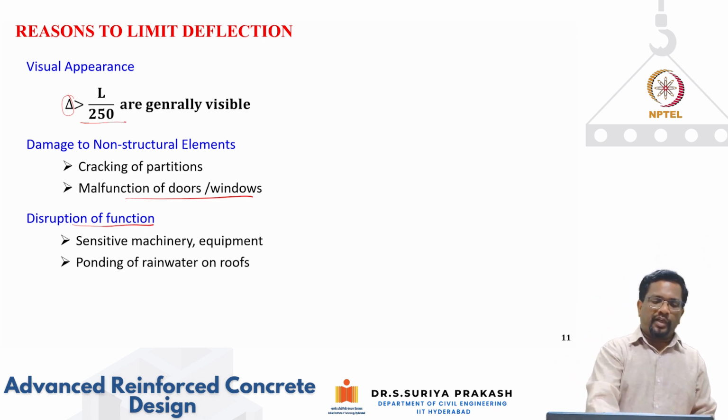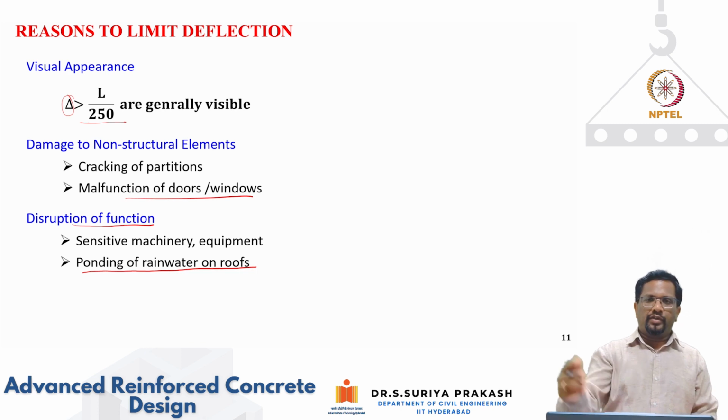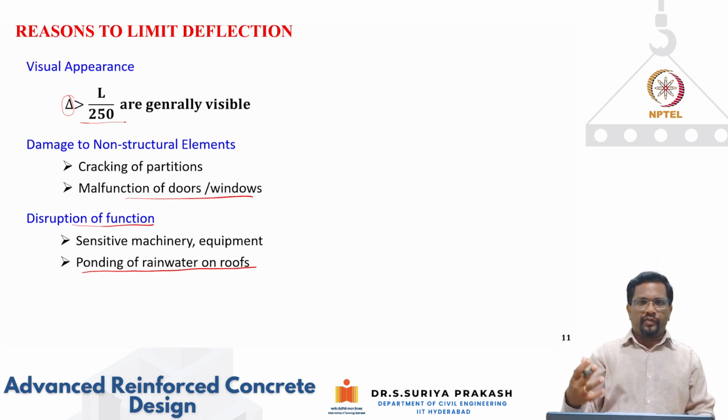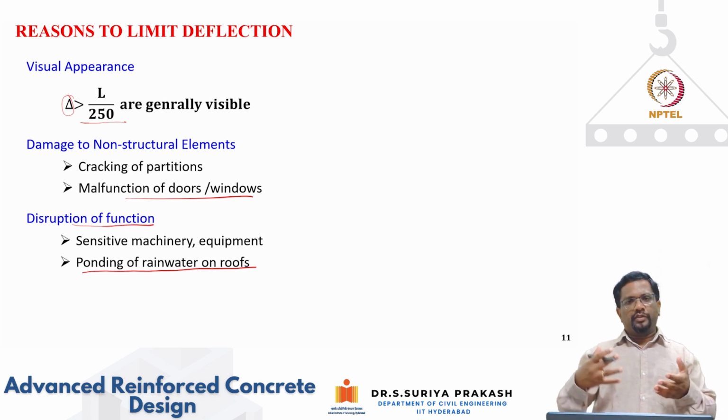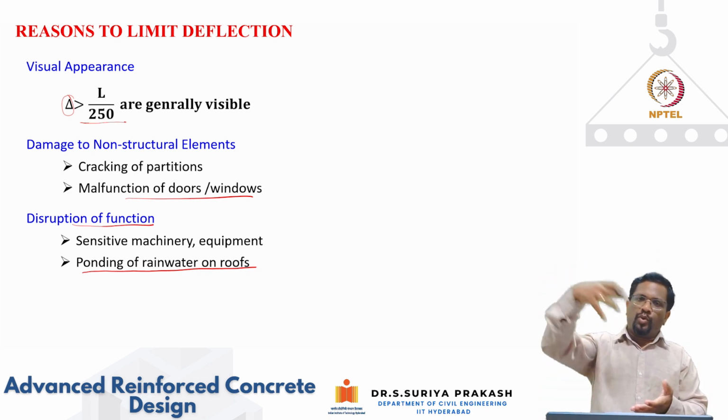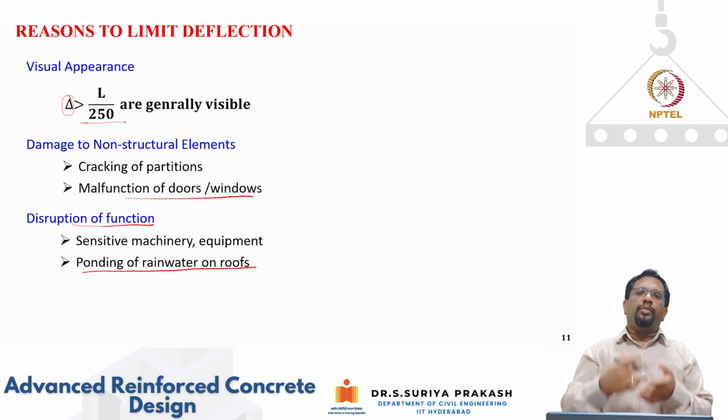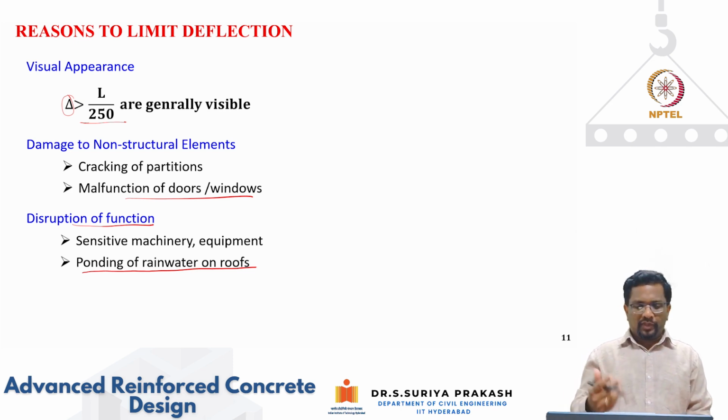The reason is you may have ponding of rainwater. If the ponding of rainwater is going to stay there for a long period of time, then you'll have more deflection. So in the subsequent rain, more water can accumulate. So it will become a cumulative cycle, and it may lead to collapse of the roof as well.